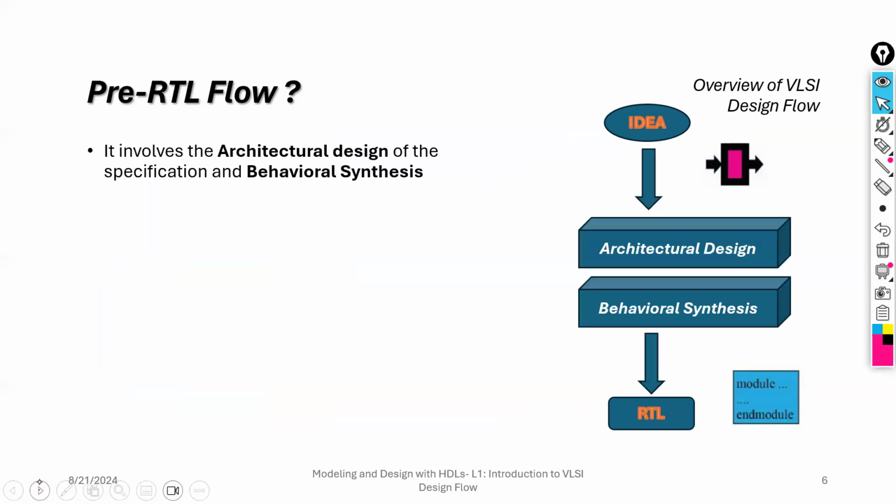So we are going to talk about the pre-RTL flow. How can we create an RTL based on the idea? That is the question here. Here we can see it involves two essential steps. One is called architectural design. The second one is called behavioral synthesis. What does that mean?